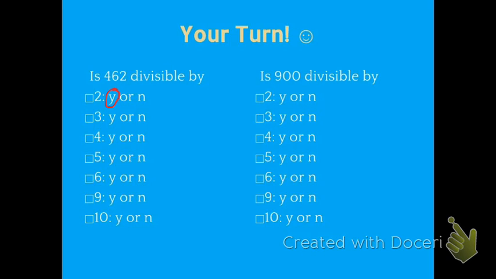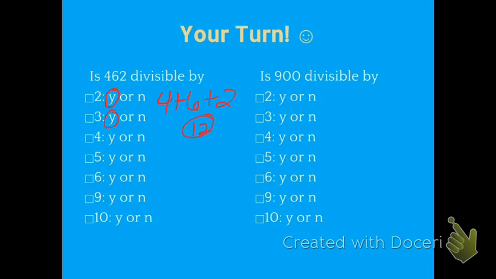How about what's the rule for 3? Johan. The sum of the digits are divisible by 3. Okay, so we're going to add 4 plus 6 plus 2. That's how you check that one, okay? 4 plus 6 is 10, plus 2 is 12. So 12, does 3 divide evenly into 12? Yes. So because it divides evenly into 12, it also divides evenly into 462. So yes on that one.